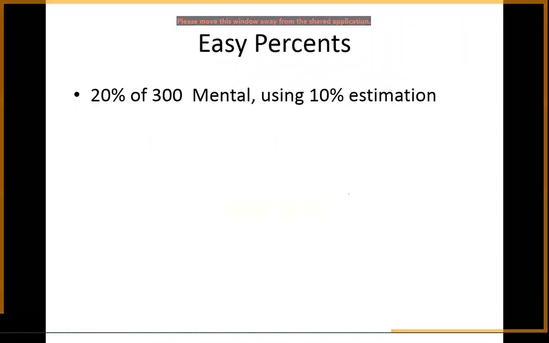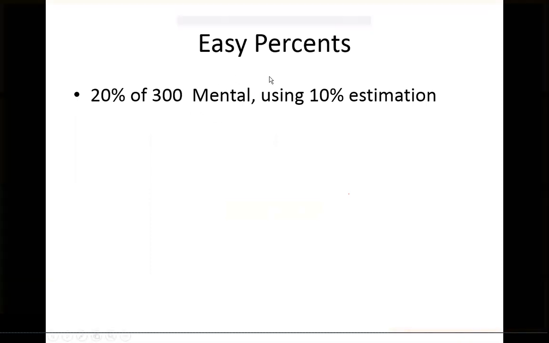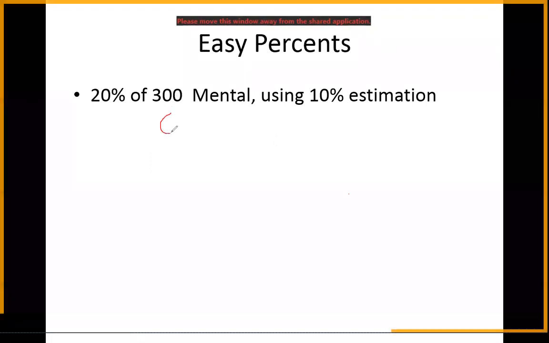20% of 300 using mental math, 10% would be 30, right? So 20% would be 60. So you just take 10% and double it because you're working with 20%.